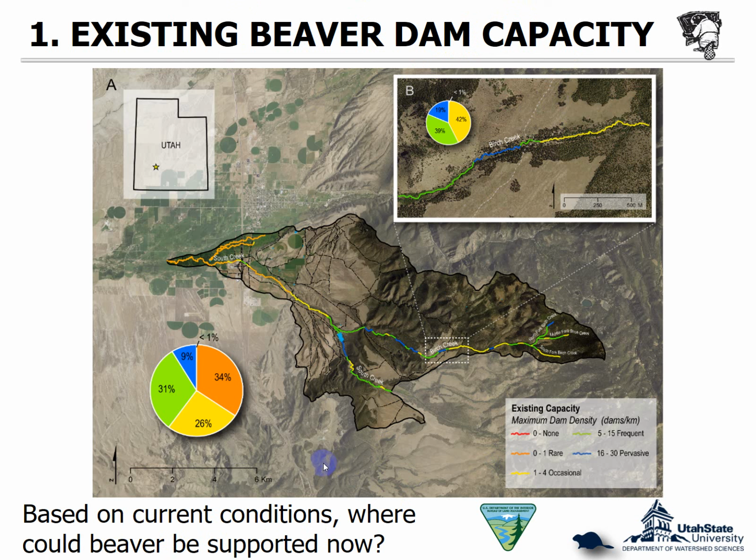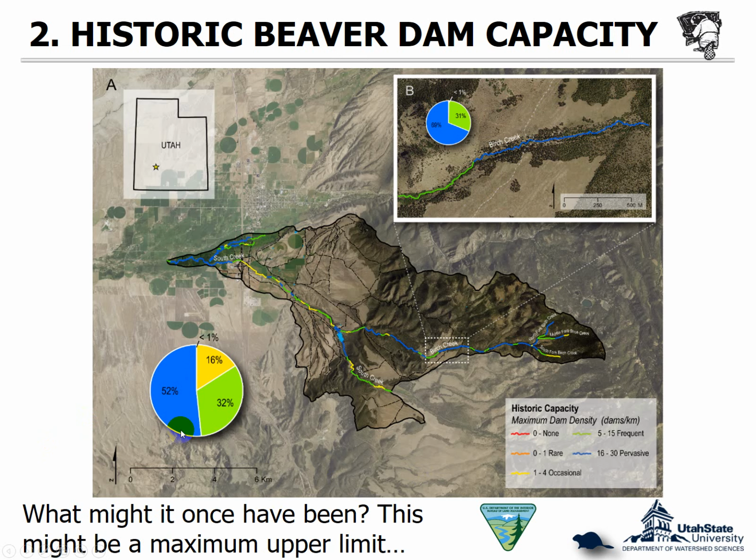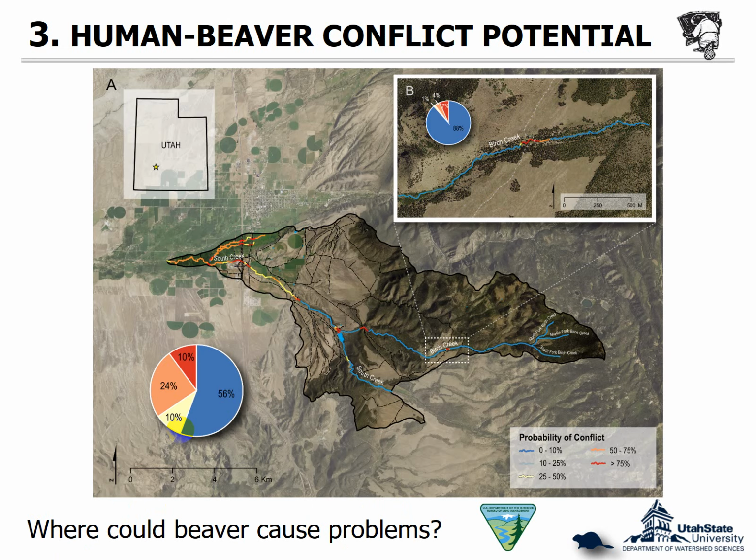It turns out we can also run this same sort of model for historic conditions and get a sense, if we flip back and forth between these two, of what's been lost largely down to our land use and habitat degradation. This also provides a nice kind of upper limit on what might be possible if we're able to recover some of that.